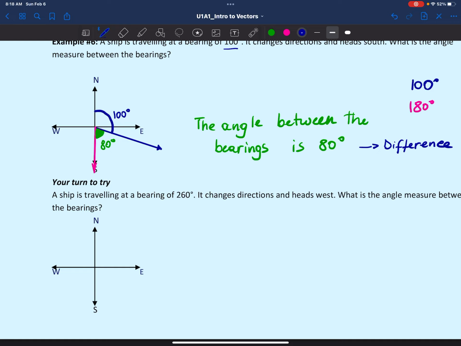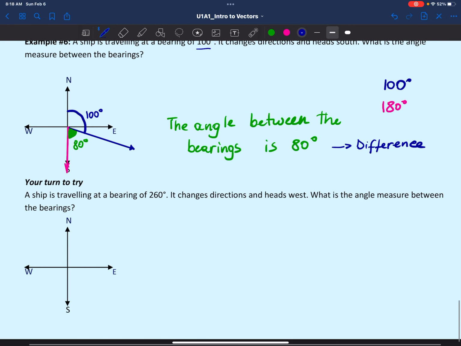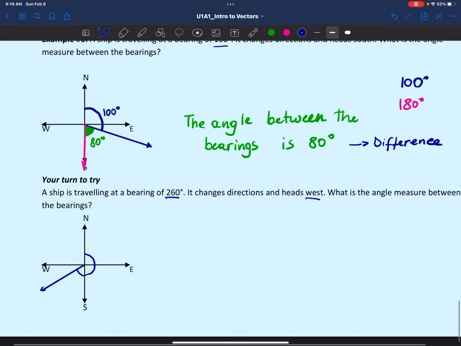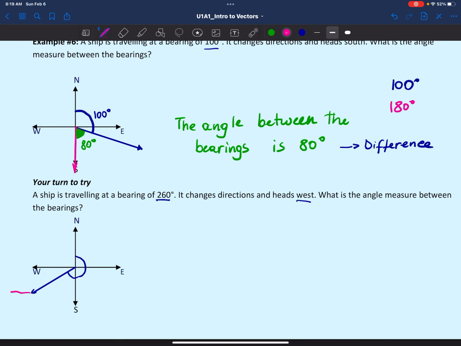Now, in the next example, you can practice a bearing of 260 that changes direction to west. Let's do this together. So if you would like to do this on your own, just stop the video and continue on your own, because that's more fun. So I'm going to start off with a 260 degree bearing, so 90, 180, and 260 means that I need to go further 80 degrees. So here we go. And then the direction is changing towards west. So in other words, the object is going this way.